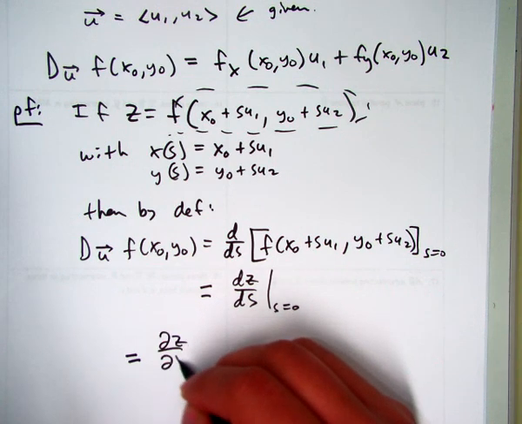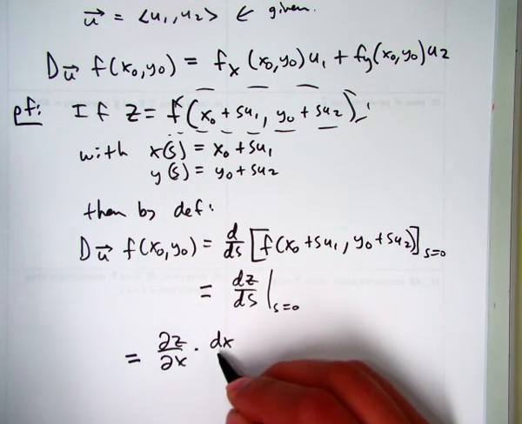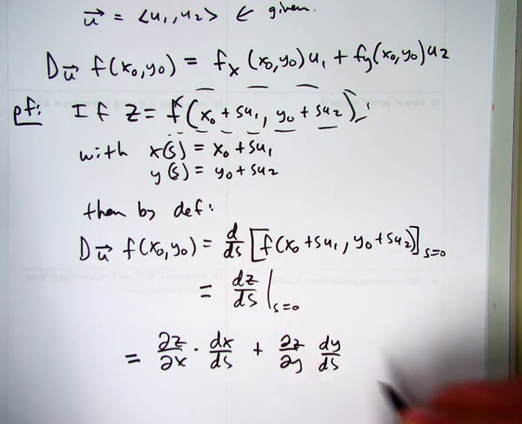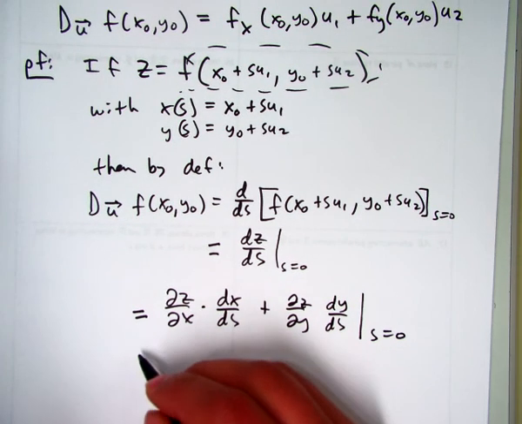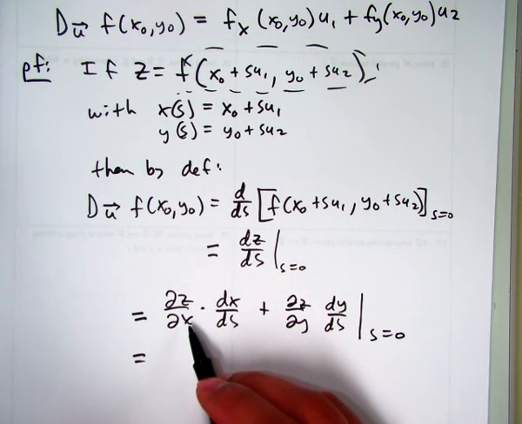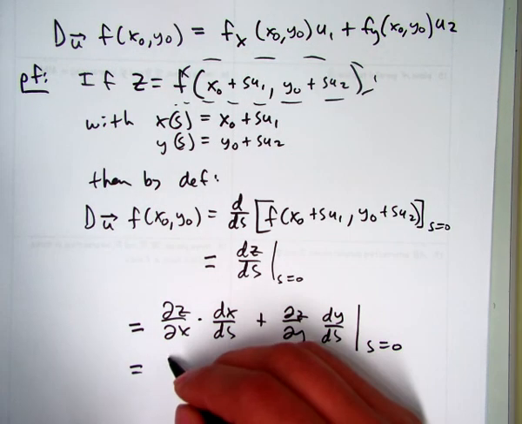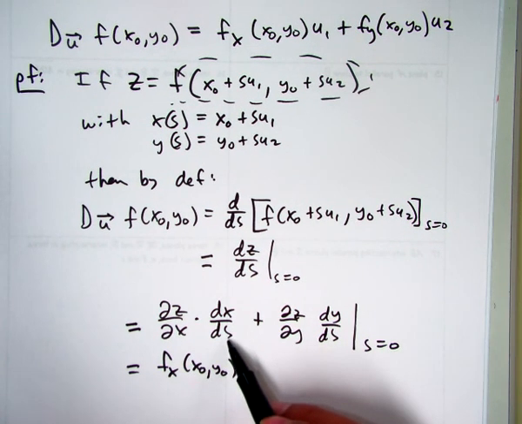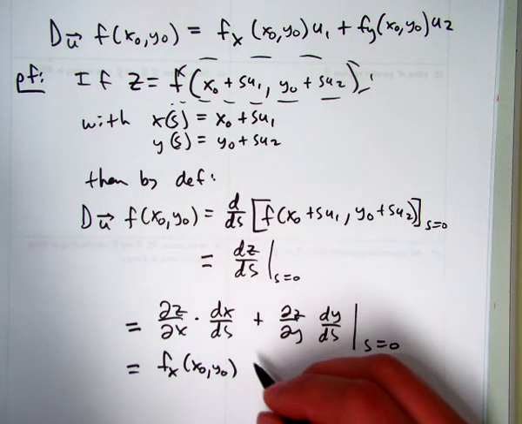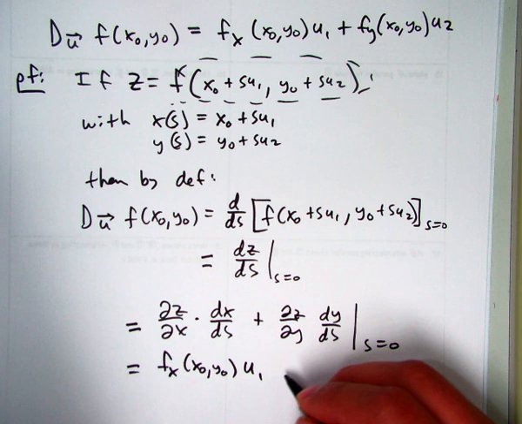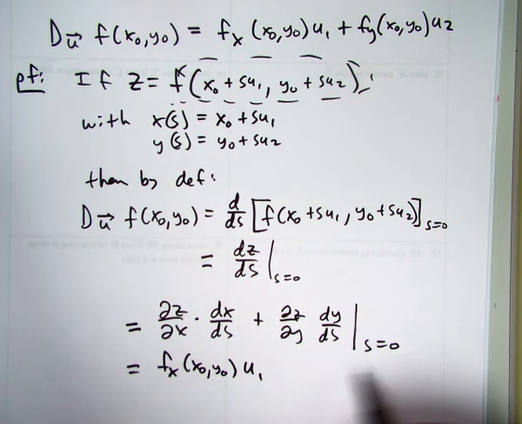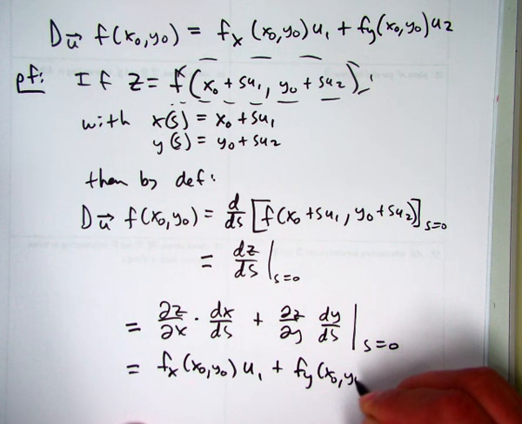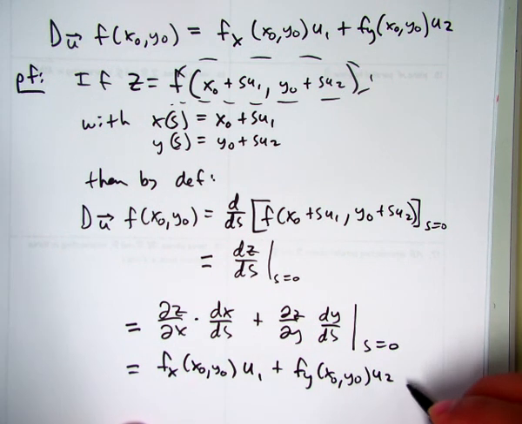Partial z partial x times dx/ds, good, plus partial z partial y times dy/ds, evaluated when s equals 0. Well, partial z partial x is just another way of saying essentially this, right? Partial x of (x naught, y naught). And now, what's dx/ds going to be? Looking back at x, u1. Now the reason I'm using x naught, y naught, when you plug in 0, you understand that we're going to be exactly at that point, right? So we're going to get exactly partial y at (x naught, y naught) times u2. So pretty easy to prove.